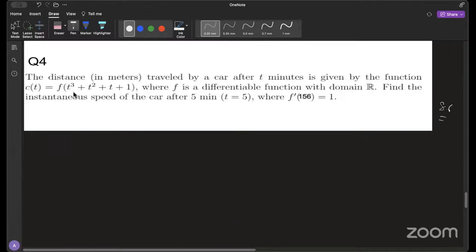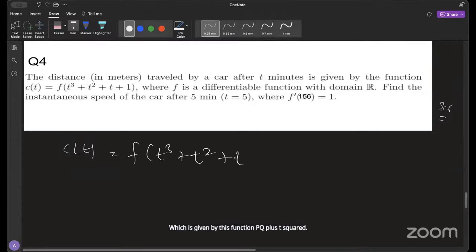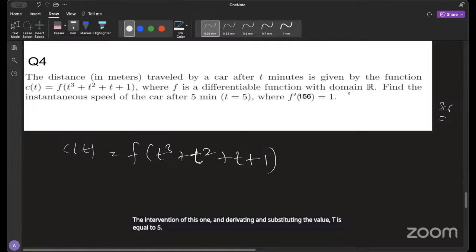Let's see. So the question says this: the distance traveled by a car after t minutes is given by this function. So this is your distance, which is given by this function, f of t cube plus t square plus t plus 1. f is a differentiable function with the domain R, find the instantaneous speed. So instantaneous speed is obviously the derivative of distance with respect to time.